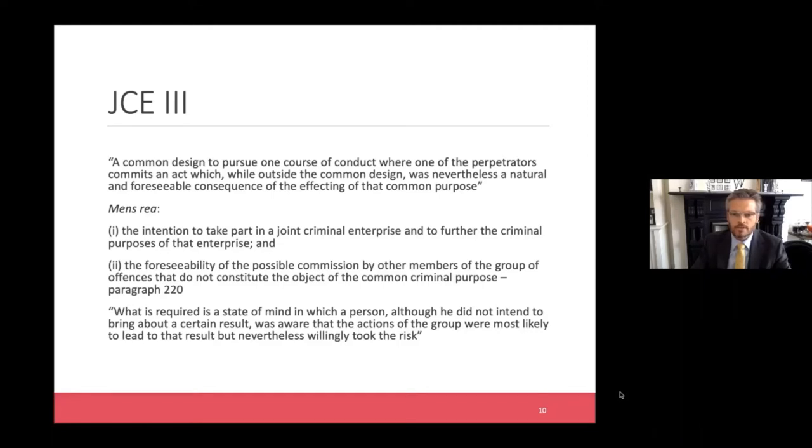What is required is a state of mind in which a person, although he did not intend to bring about a certain result, was aware that the actions of the group were most likely to lead to that result, but nevertheless willingly took that risk. Sounds familiar? Well, the appeals chamber referred to the position, as it was understood then at least, in England and Wales, as it did to other common law jurisdictions, such as Canada, the US, Australia and Zambia, and to the civil law systems of France and Italy, all of which they said were supportive of the propositions in JCE 3.